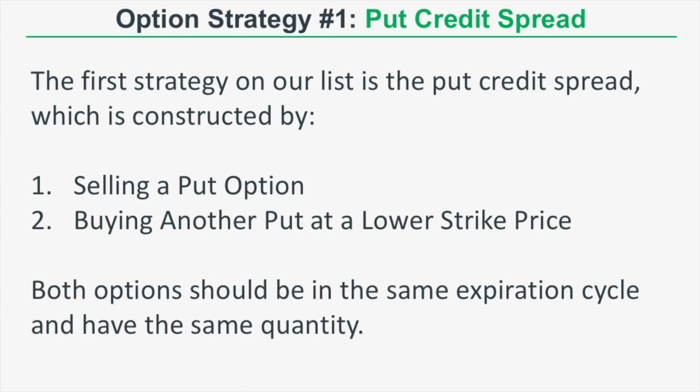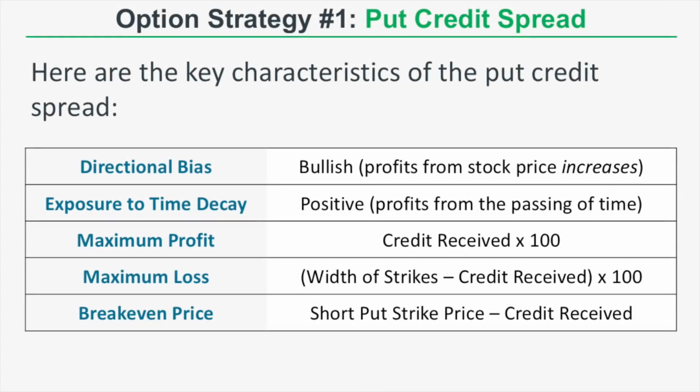Now, both options should be in the same expiration cycle and have the same quantity. So if you sell 3 puts, you should buy 3 puts at a lower strike price to complete your put credit spread. So here are the key characteristics of the put credit spread strategy.